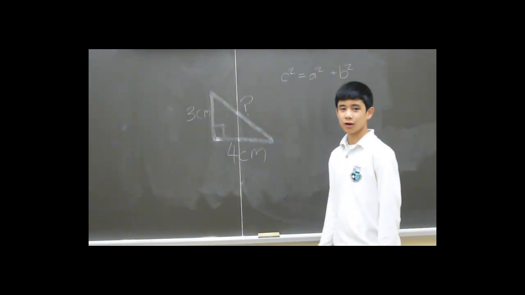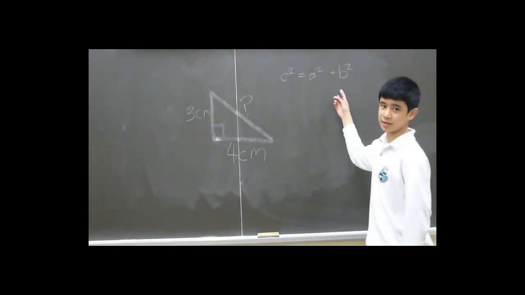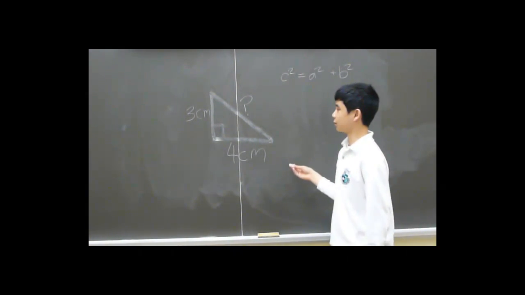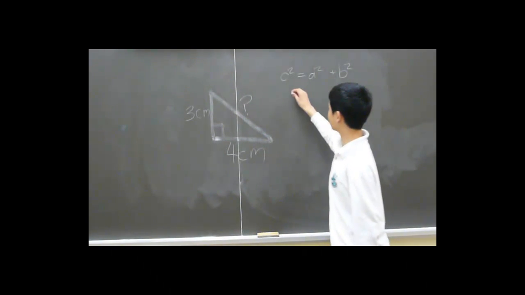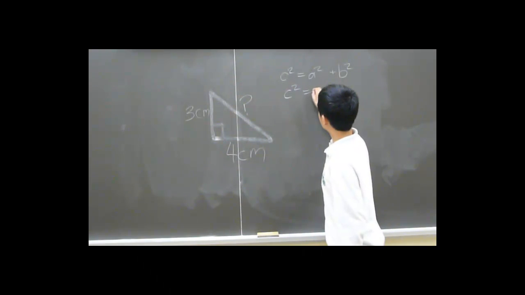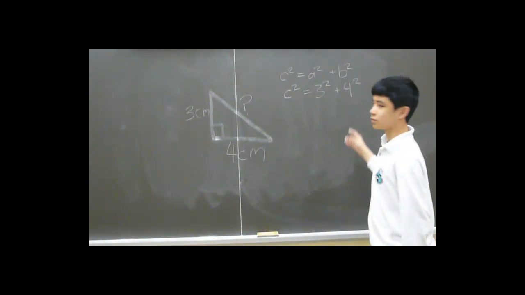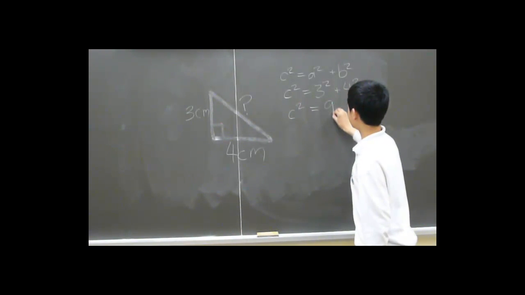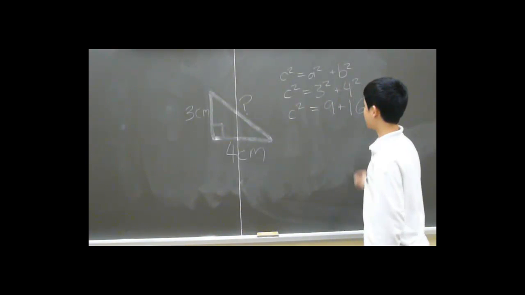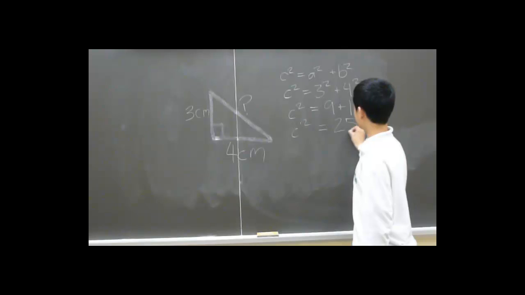As we said before, the formula for the Pythagorean theorem is c squared equals a squared plus b squared. So here's a sample problem. First, what you want to do is replace all the values into the formula. So c squared would equal 3 squared plus 4 squared. Now you solve the powers. So c squared would equal 9 plus 16. And that would equal 25.